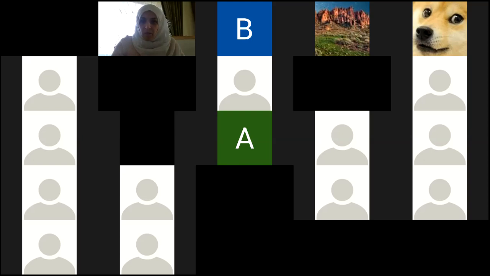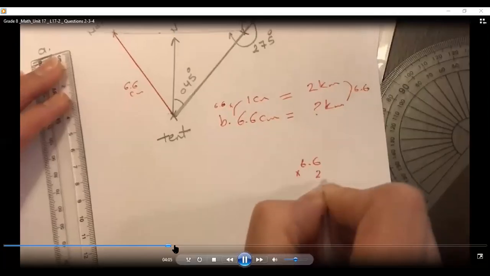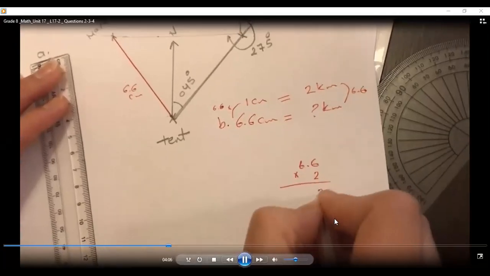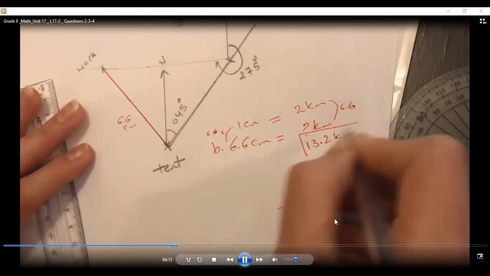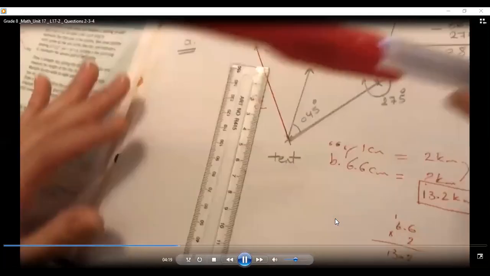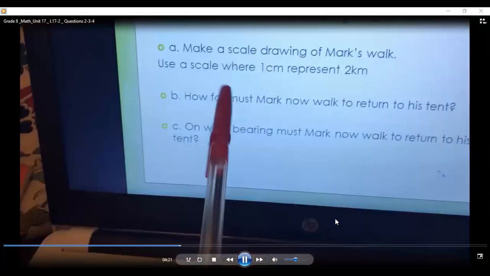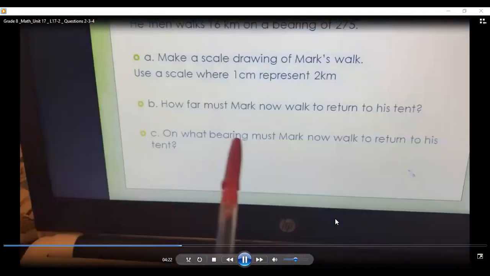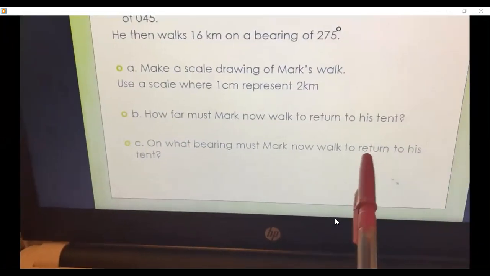Okay. Part C. On what bearing must Mark now walk to return to his tent? So any questions so far? It's a bearing, so we always go due north and clockwise direction. Let's continue with part C. Start your measuring. Part C. On what bearing must Mark now walk to return to his tent?